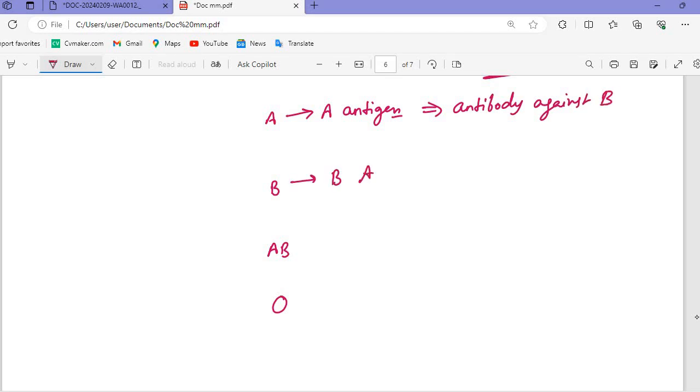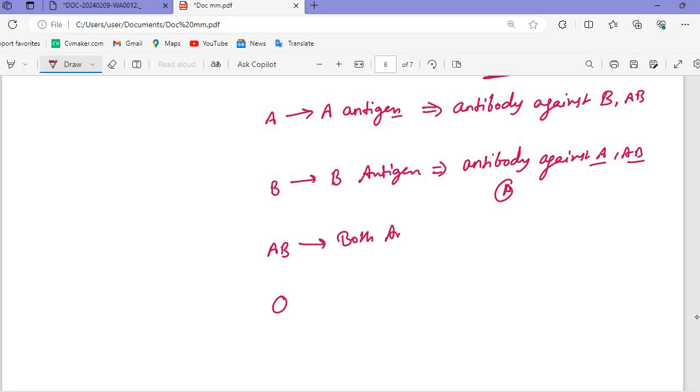In B we have the B antigen, and they have the antibody against A. The antibody against A is present, and that will work against A as well as AB, because in AB we have both antigens, A antigen as well as B antigen. And O doesn't have any antigen, which means they have both antibodies, A antibody as well as B antibody.